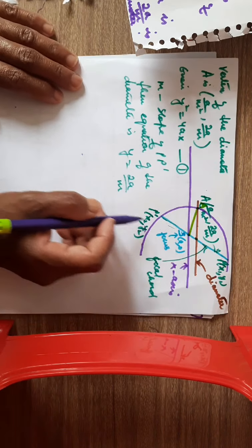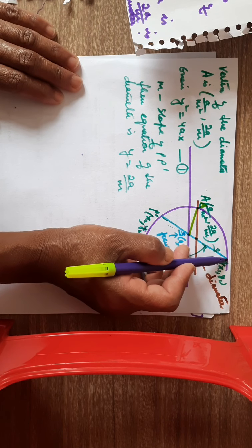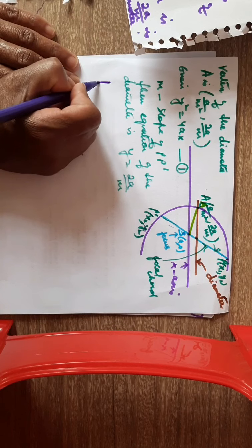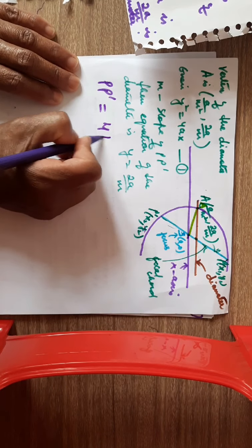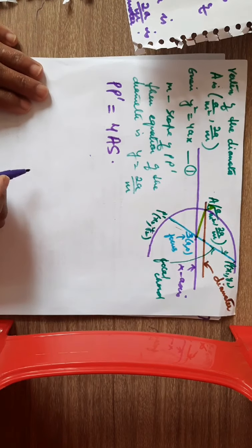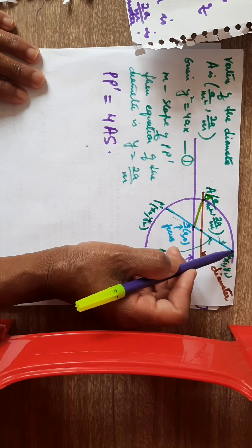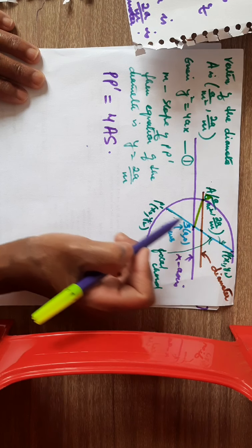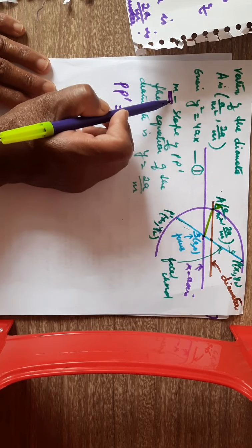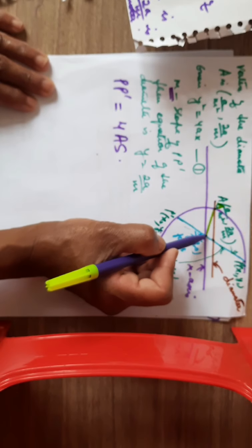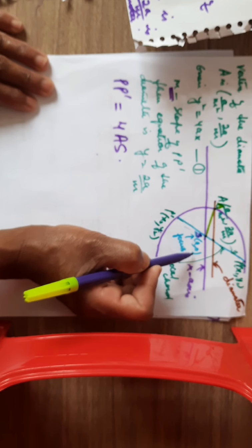Now, according to the statement of property number 4, I need to show that PP prime is equal to 4 times AS. So how will you calculate this? First of all, let us calculate the equation of this chord PP prime. Now PP prime is a chord having the slope m, and at the same time it passes through the focus S having the coordinate (a, 0).